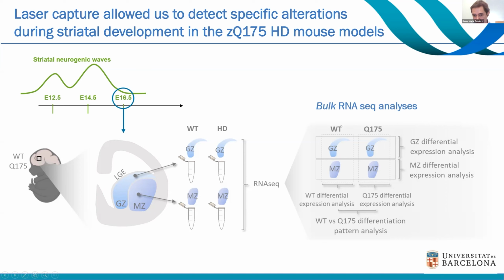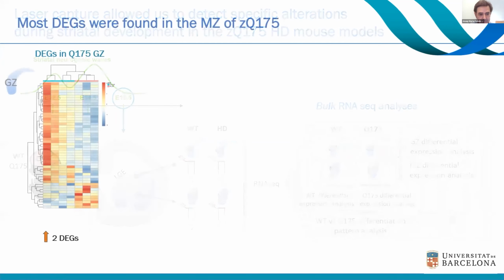Samples from the germinal zone from wild type and Q175, and samples from the mantle zone from the control and mutant animal. Our results show that in the germinal zone, we can find very few differentially expressed genes. Okay? And this could be due to the large heterogeneity of progenitors that we have in this area.